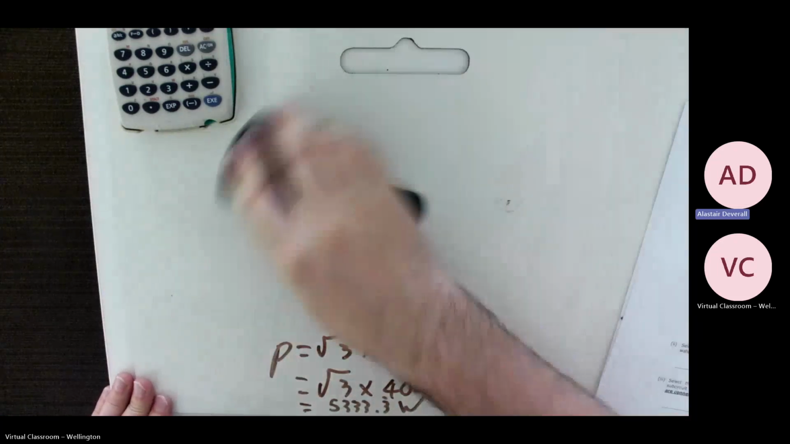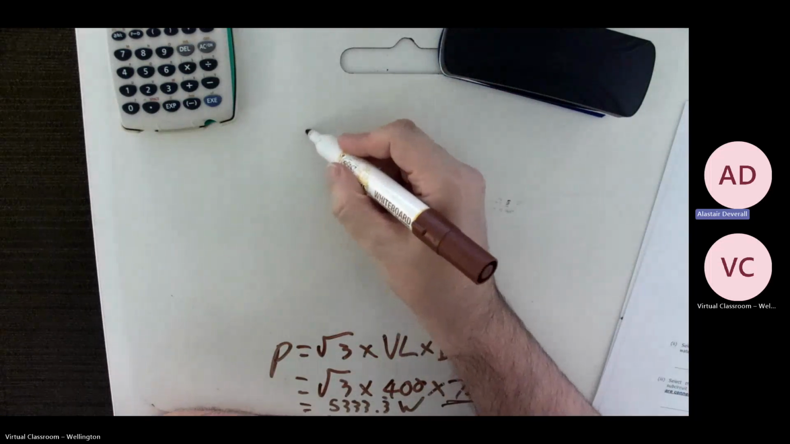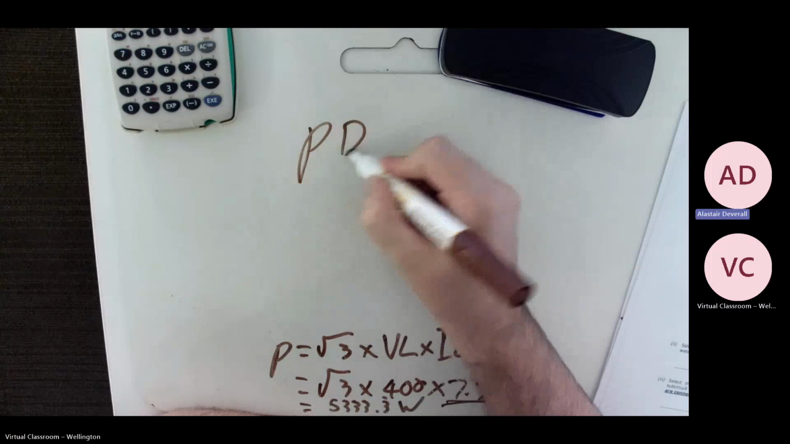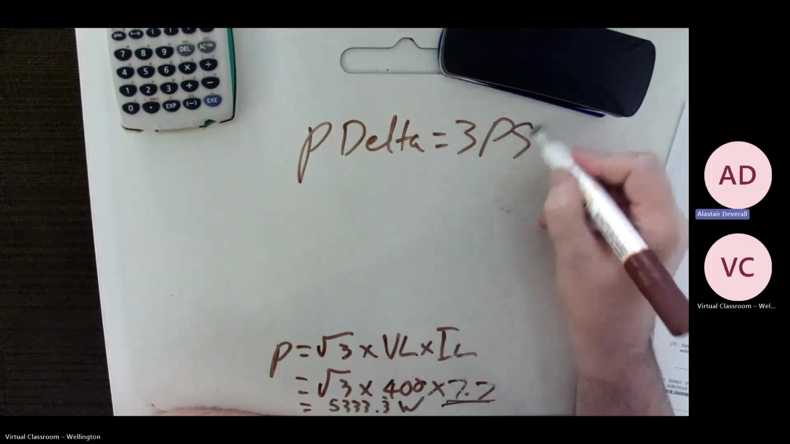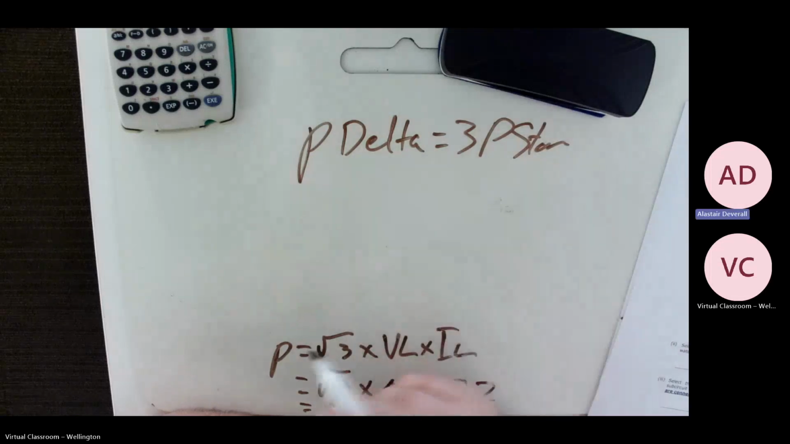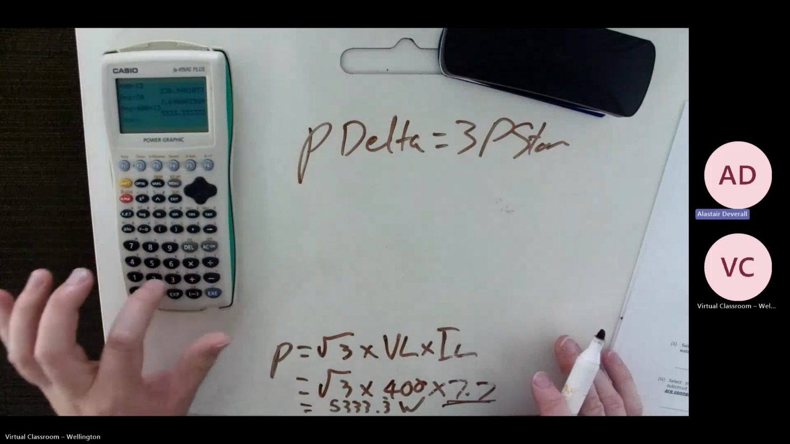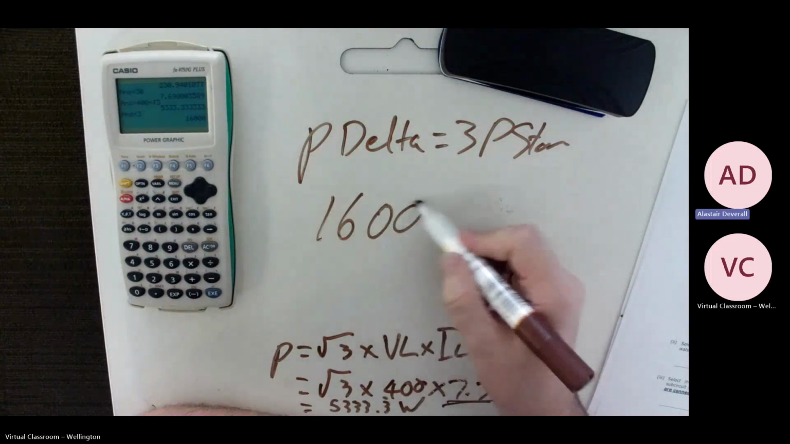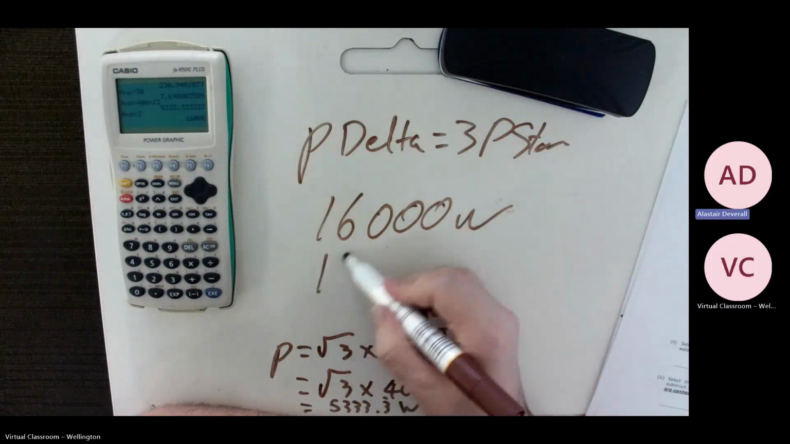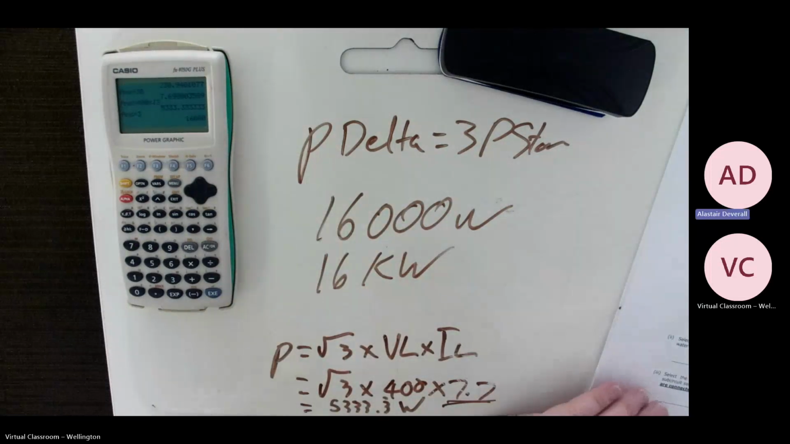Sorry, when it is in delta. And this one is a very simple one because we have P delta equals 3P star. So all we have to do is triple our 5333.3 recurring. So, and we get 16,000 watts or 16 kilowatts. 4-mark question, really quick answer.